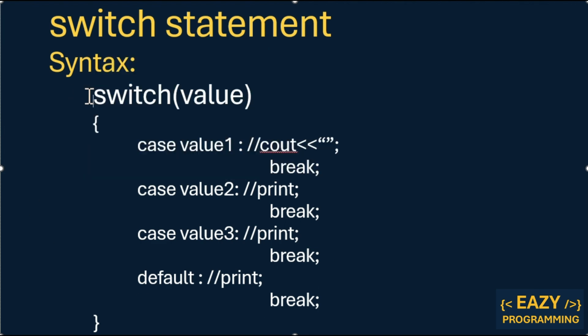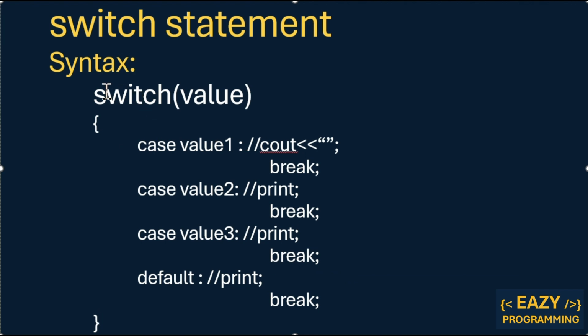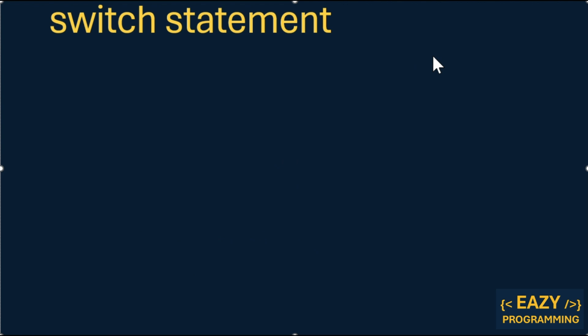Now everything is written in small case. If you check switch, value, case, break, all of this is written in small case. We should not change the spelling of these words because they are already defined. They should be written exactly the same. Switch, case, break and default should all be the same, and I have to use a colon after case and value. We will understand this with an example, so I will write a certain example here.